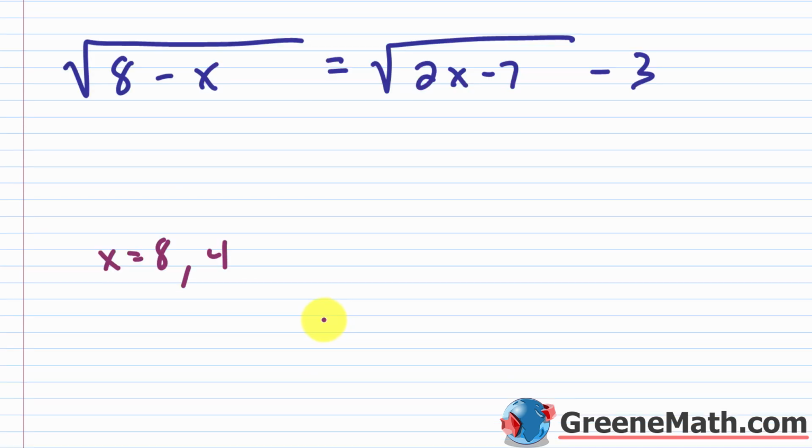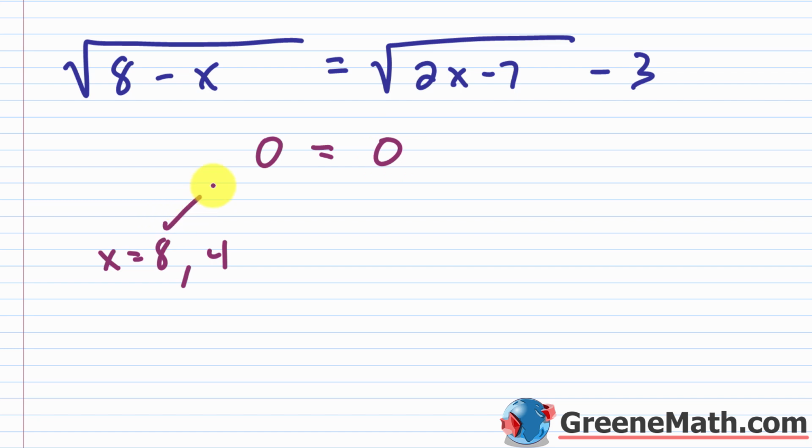All right, so coming back, I'm just going to tell you in advance that 8 works and 4 doesn't. If you plug in an 8 for x, you get 8 minus 8, which is 0. Square root of 0 is 0. And this equals 2 times 8 is 16. 16 minus 7 is 9. Square root of 9 is 3. 3 minus 3 is 0.